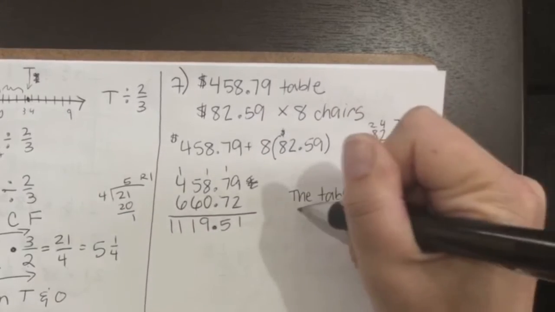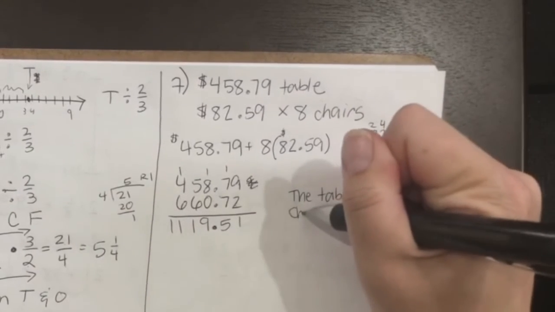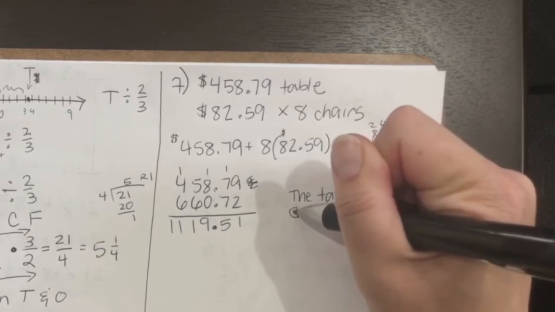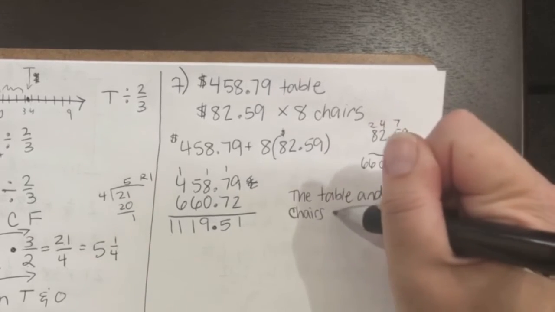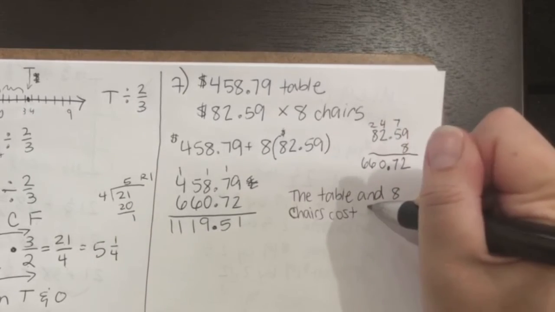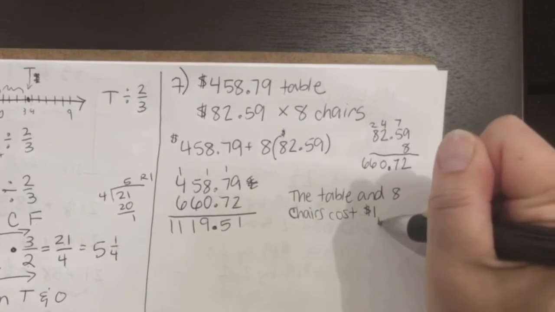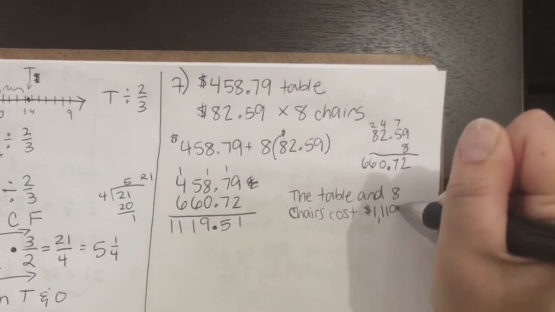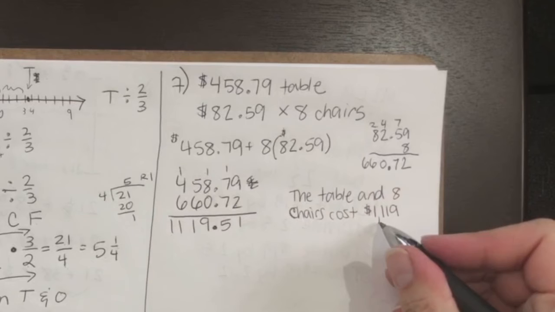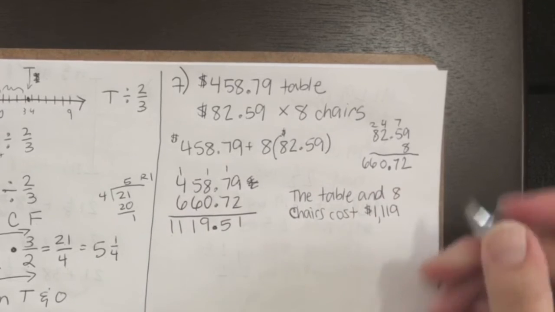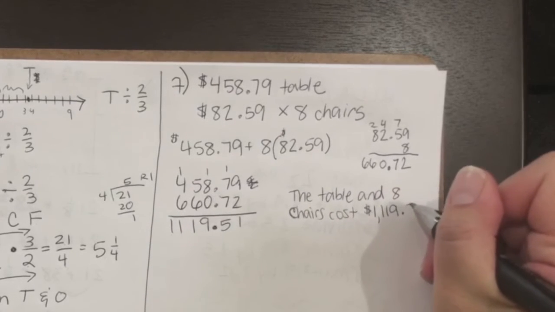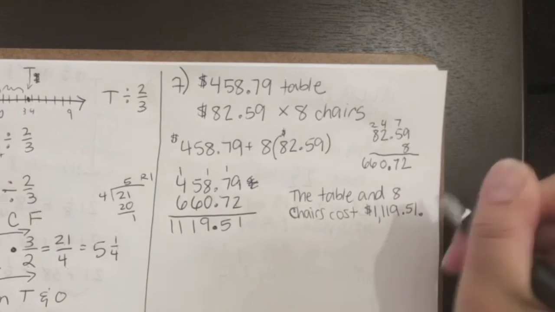So the table and 8 chairs cost $1,119. We usually put a comma when we're talking about dollars, and 51 cents.